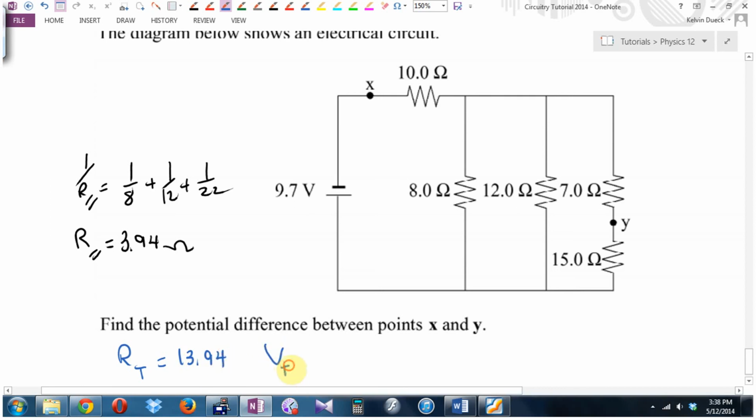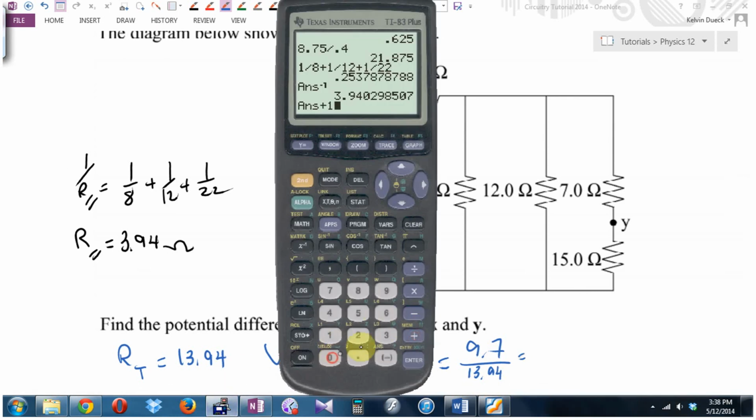And V total is 9.7. They really haven't picked nice numbers here, have they? So I can tell you I total. It's going to be 9.7 divided by 13.94. So let's take this number, let's add 10 to it. There's I total. 9.7 divided by that. It'd be wonderful if it worked out evenly, but probably not. 0.6958.